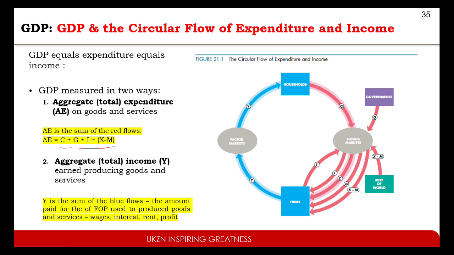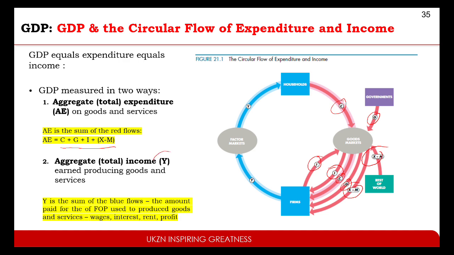Where is C? C is over here, and also over here. Where is G? G is over here, and also here. I is over here, and also here. X minus M is over here. So everything on the right, if you just memorize the diagram, is your total expenditure approach when calculating GDP. You just sum up all these numbers. If there are numbers there, you sum them up, done.